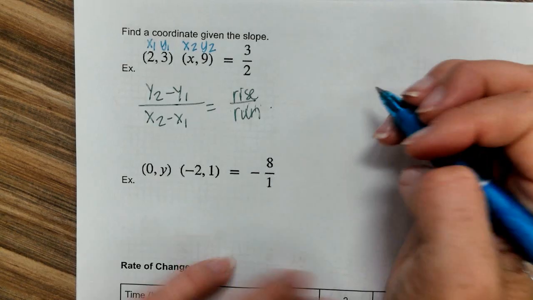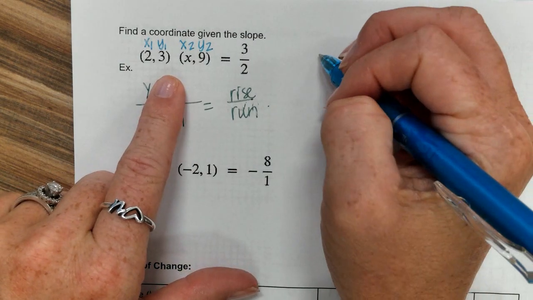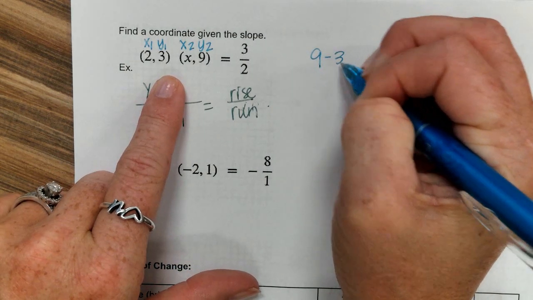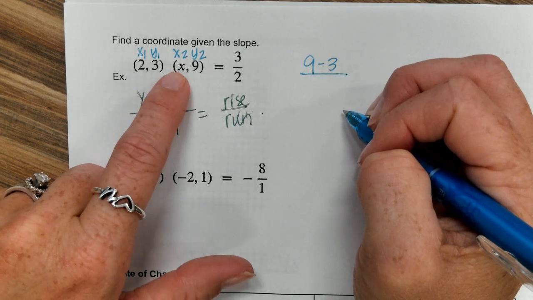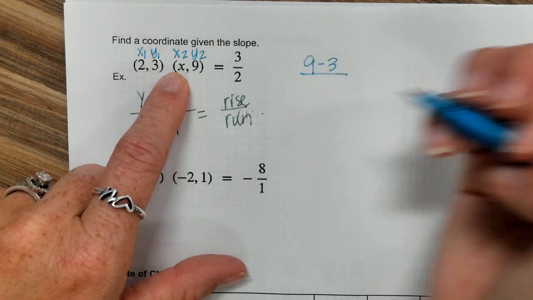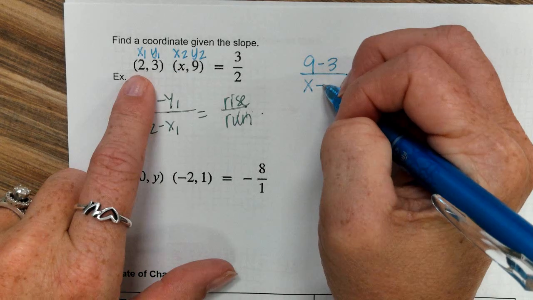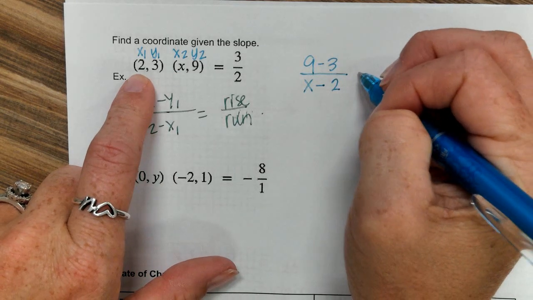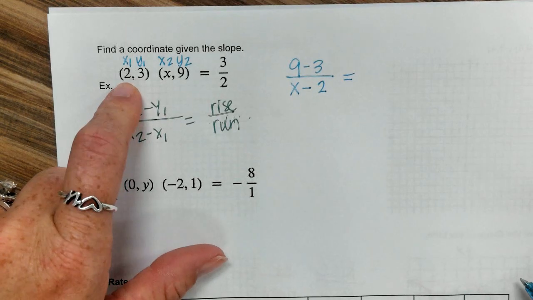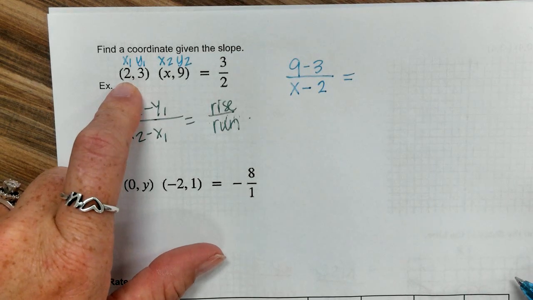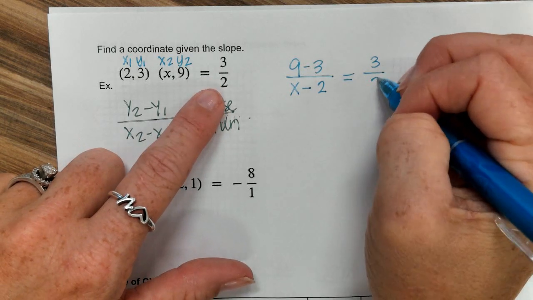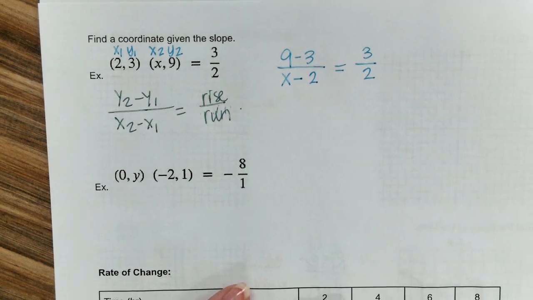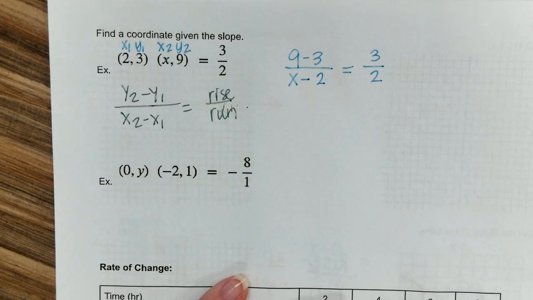All right, are y'all ready? y2 minus y1, what is that? 9 minus 3 over x2 minus x1. Do I know x2? So I just put x minus, what's x1? 2. And that is equal to your slope, your rise over run. What's the rise? 3. What's the run? 2. And now all you have to do is solve the equation.